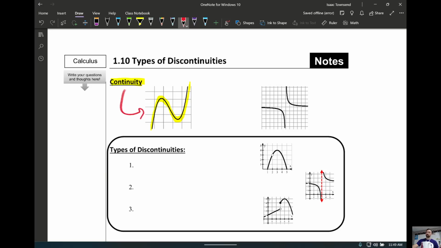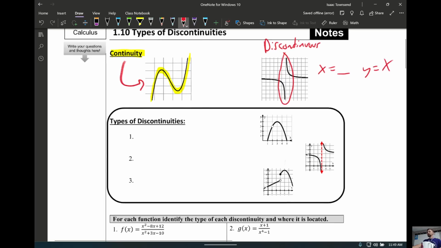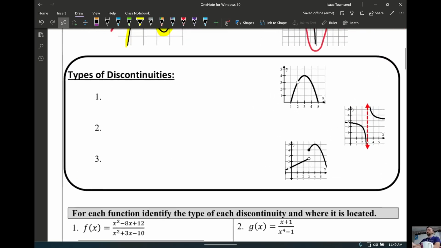So, this is an example of a continuous function, but if you've got a break in the graph, like, if I wanted to know what's x at this value, and there is no y value, that's an obvious break in the graph, which we would call discontinuous. And the three types of discontinuity that you need to know is when you have a hole, like this example over here.